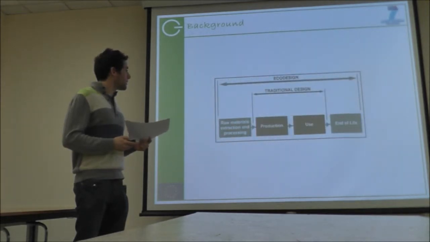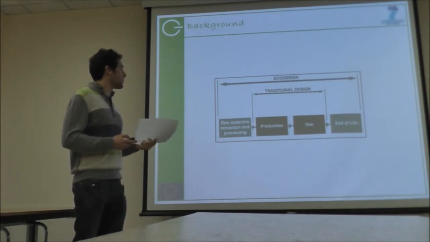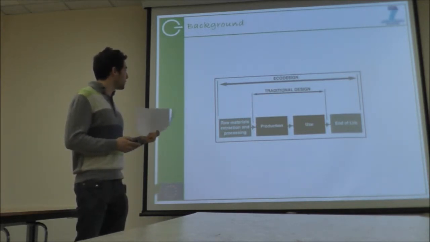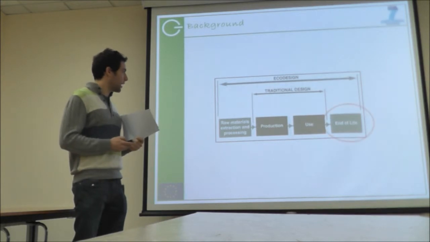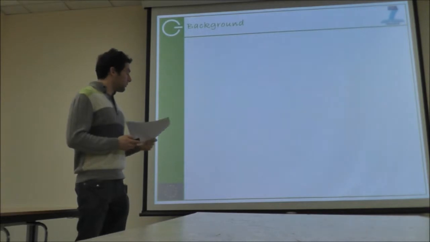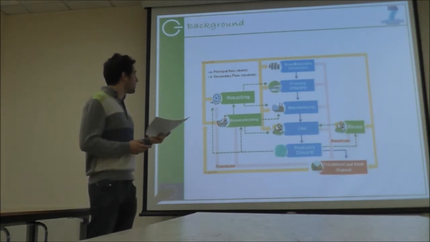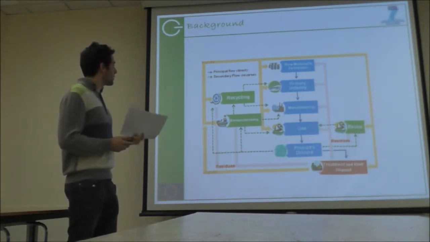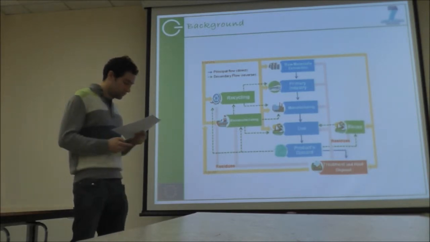During the last years, from the traditional design, we shifted to the eco-design, which involves the raw material extraction and processing at the beginning and the end-of-life stage at the end. And today, in this presentation, we focus on the end-of-life. So, the final aim is to create a closed loop, and so we add to the blue steps the green ones that are recycling, remanufacturing, and reuse.